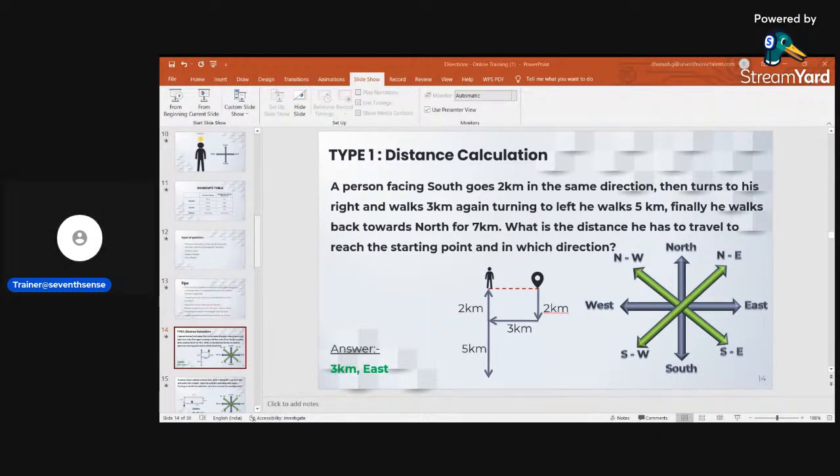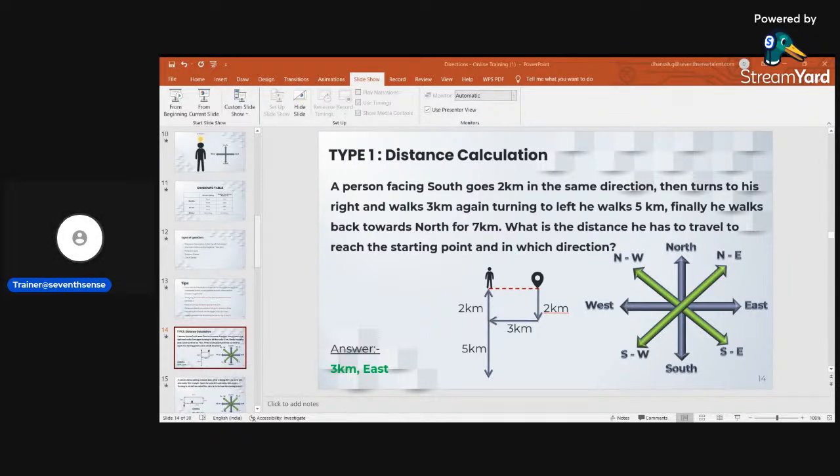So first, let's see this question. Roshan walks for 20 meters south. This is the initial stage, and he walks for 20 meters south, and he turns to the right and walks for 40 meters. Then he turns to the right and walks for 10 meters, and finally he turns to the left and walks for 5 meters. In which direction and how many meters away is he from his starting point?